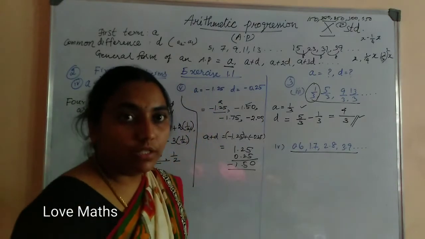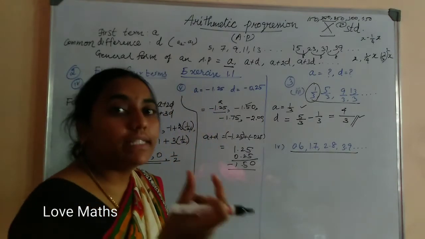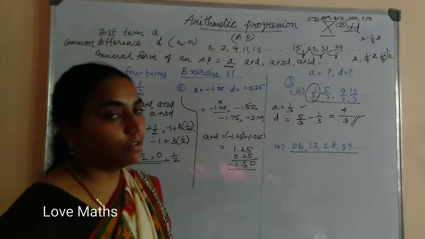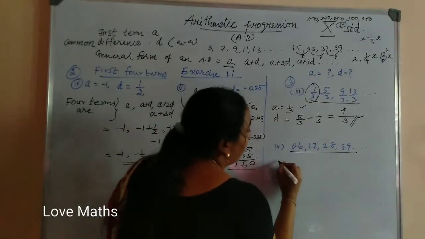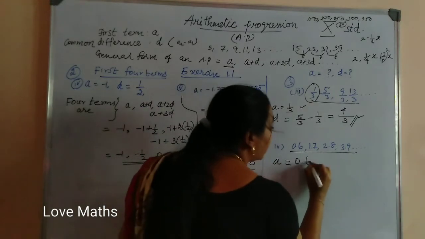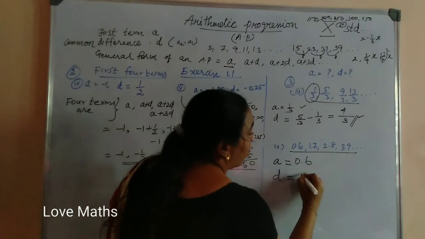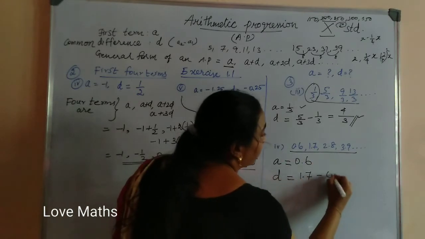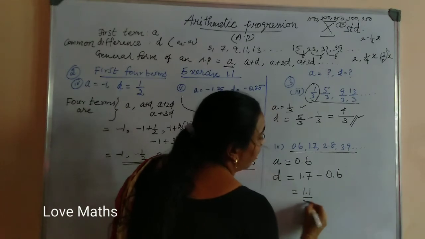A means first term. D means common difference. How to find the common difference? Second term minus first term. That's all. Okay, let us solve another sum. This one is also a decimal. First term, which is the first term? Very good, 0.6. Next, D. How to find D? 1.7 minus 0.6. So the answer will be 1.1.